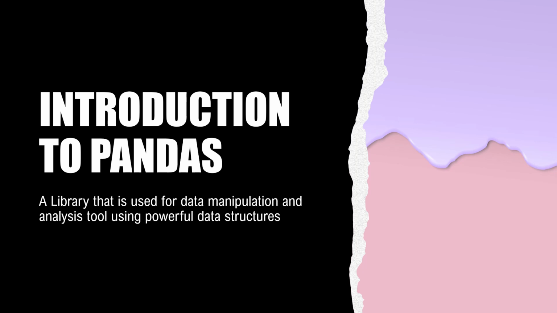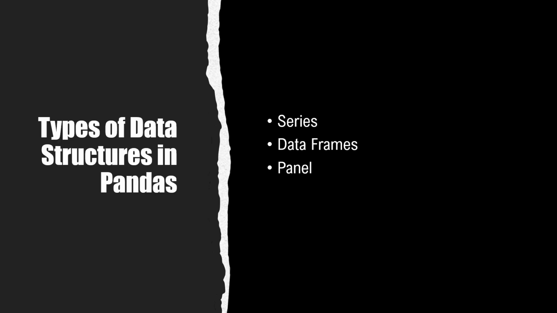Now let's see the types of data structures in pandas. There are three types of data structures in pandas, and the first one is series. Series is a one-dimensional array-like structure with homogeneous data. And the next one is the data frame. Data frame is a two-dimensional array with heterogeneous data.